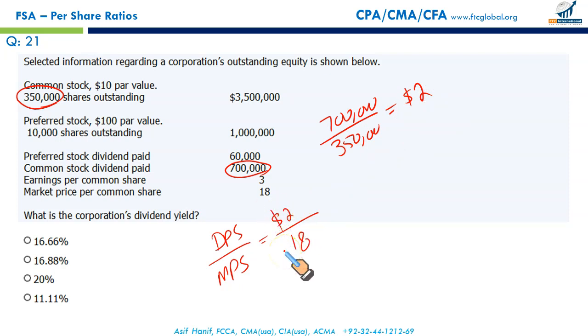Market price per share is $18. So 2 by 18 times 100 will give you 11.11%, and that perfectly matches with your option D.